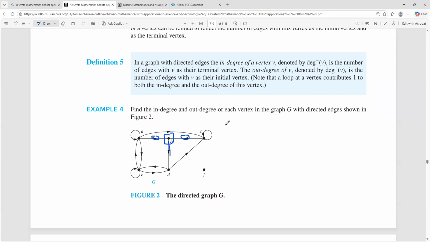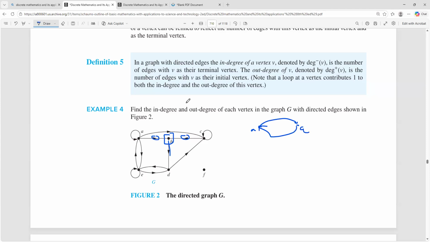Okay. Here, when it comes to loops, this one's a bit simpler because now you have direction. So now instead of just adding 2 to the degree, a loop contributes 1 to the in degree and 1 to the out degree. Because if you think about it, a loop means I can go from A to A and A back to A. Right? So this is A, this is A.